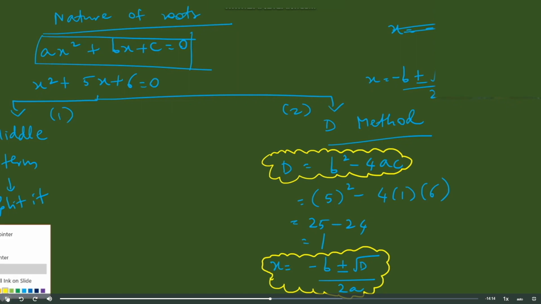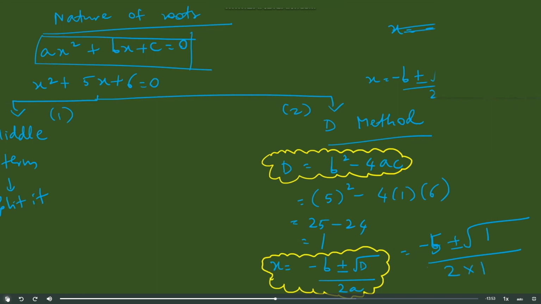Let me do it on this side so that you're able to see properly. This is equal to minus B. B is 5, so minus B is minus 5, plus or minus square root of B square minus 4AC, which is D, that you already found out, square root of 1, whole divided by 2 into 1. So this is equal to minus 5 plus or minus 1 by 2, since square root of 1 is 1. So x is equal to minus 5 plus 1 by 2, and x is equal to minus 5 minus 1 by 2.